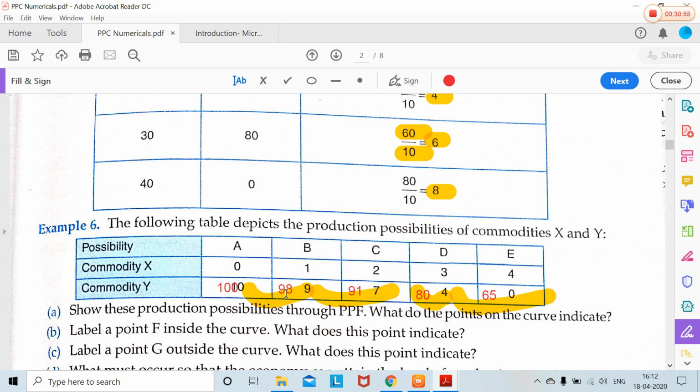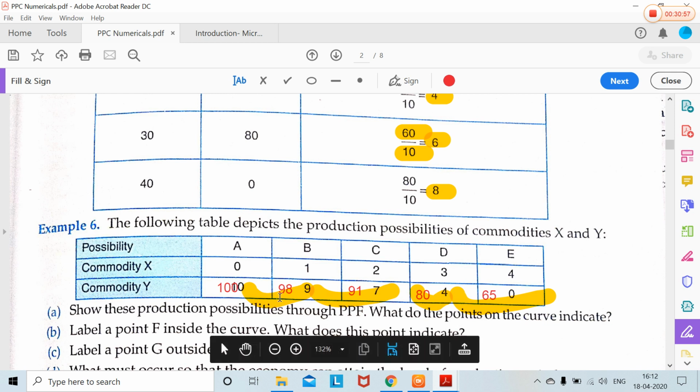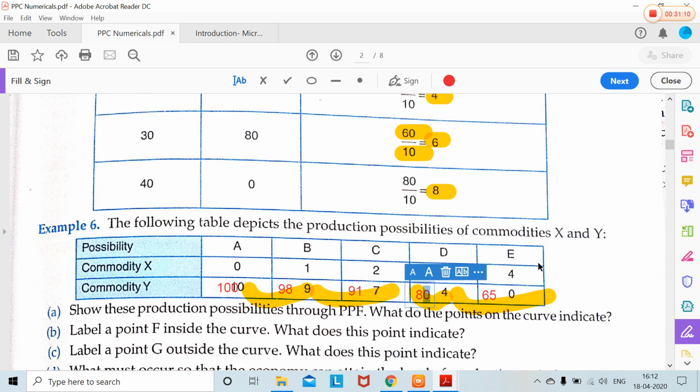And the loss you can keep as anything, but just take care that every time you are losing more units than before. See, the first time I'm losing 2 units here. Next time I'm losing 7 units to produce one more unit here. Next time I'm losing 11 units, and next time 15 units to produce one more unit here. So I can be losing any number of units. I could have started with any other number also. You can create any example. Just make sure that you keep the concept right.